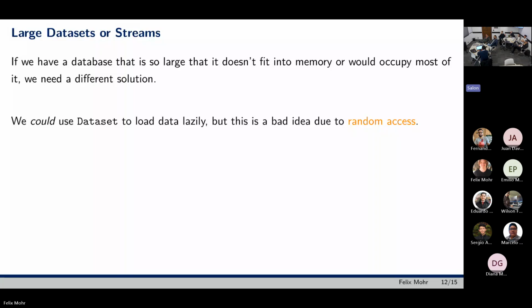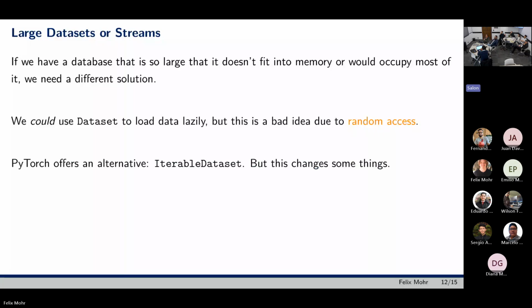Okay, so the problem is that you don't know which indices will be queried. You have random access to the instances, and this is why you should really not do this. In theory, it's possible, but it would not be a good solution. What you should do is use an iterable dataset. This is the second type of dataset that PyTorch allows. You have map-style and iterable-style datasets.